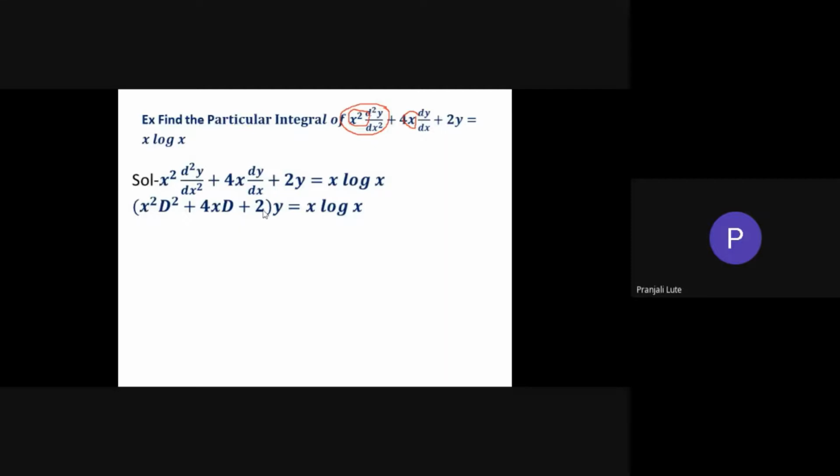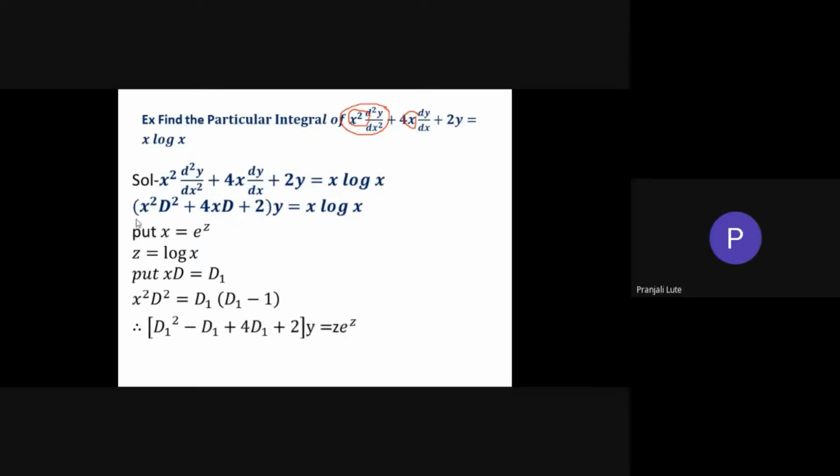Z is equal to log x, and xD equals D1, x square D square equals D1 (D1 minus 1). So this equation can be written as x square D square is D1 square minus D1, plus 4xD is 4D1, plus 2, y as it is, equal to, here x is e to the power z, and log x is z.